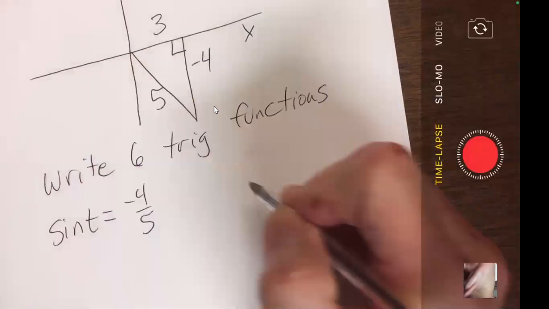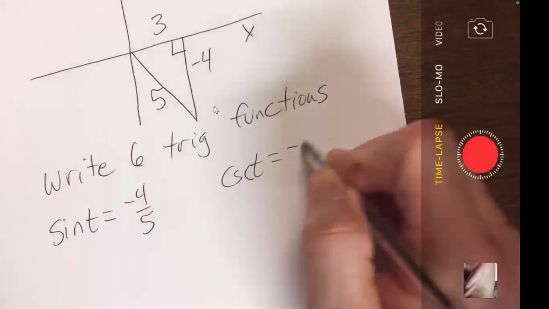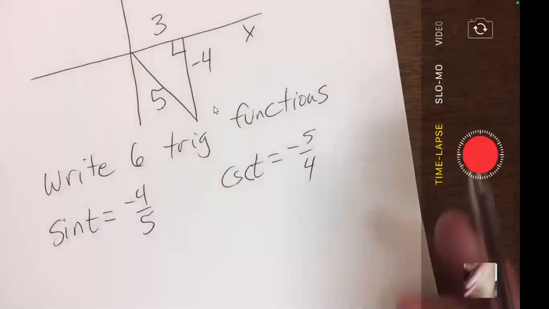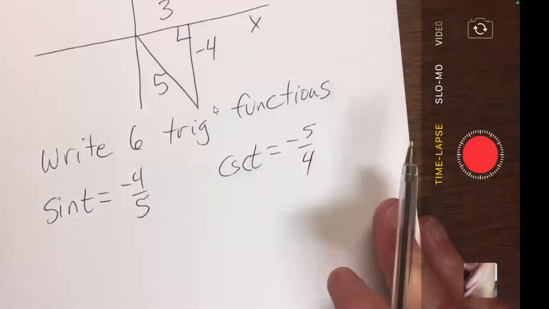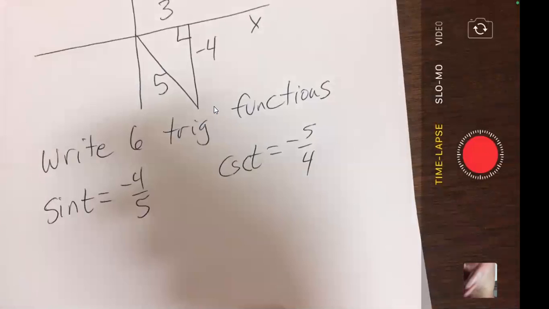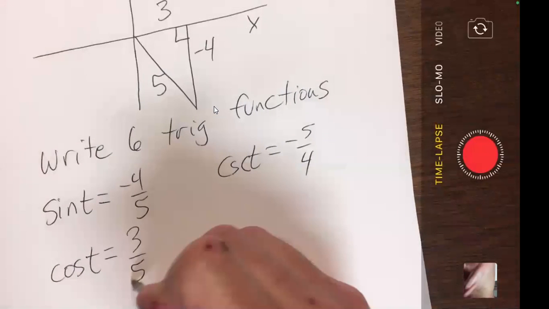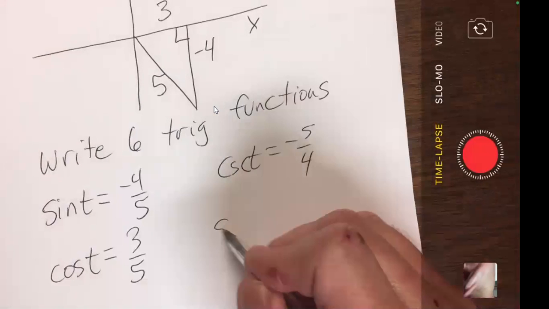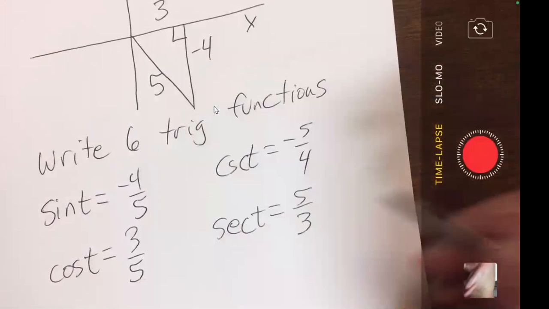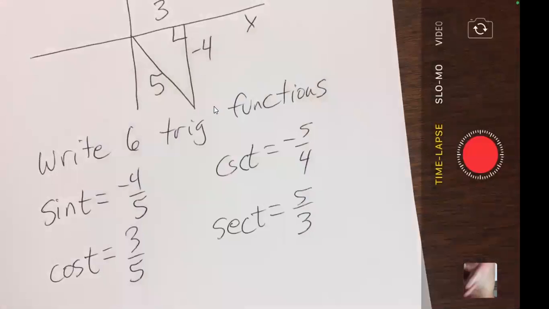Maybe I should let the Wi-Fi catch up. So I've written down the sine of t there, -4/5. Cosecant of t is -5/4. Flips it. Cosine of t, 3/5, secant of t, 5/3. All right, so I've caught up. Tangent of t would be -4/3. Opposite over adjacent. Cotangent of t, flip that, -3/4.